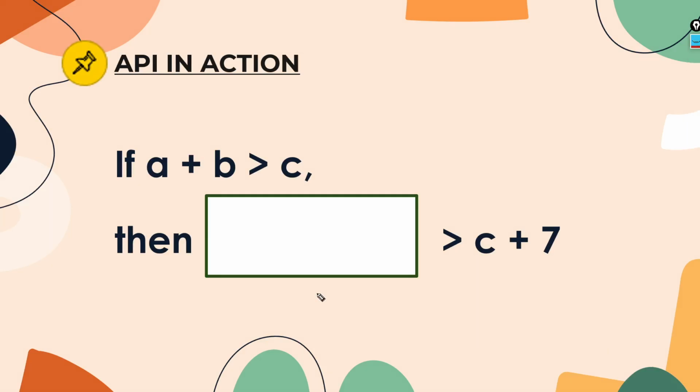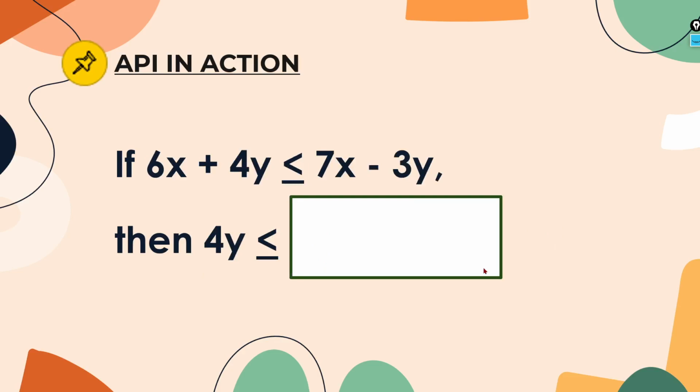Diba? Napakadali. How about this? If 6x plus 4y is less than or equal to 7x minus 3y, then 4y is less than or equal to blank. Pause muna, hit play when you have an answer.